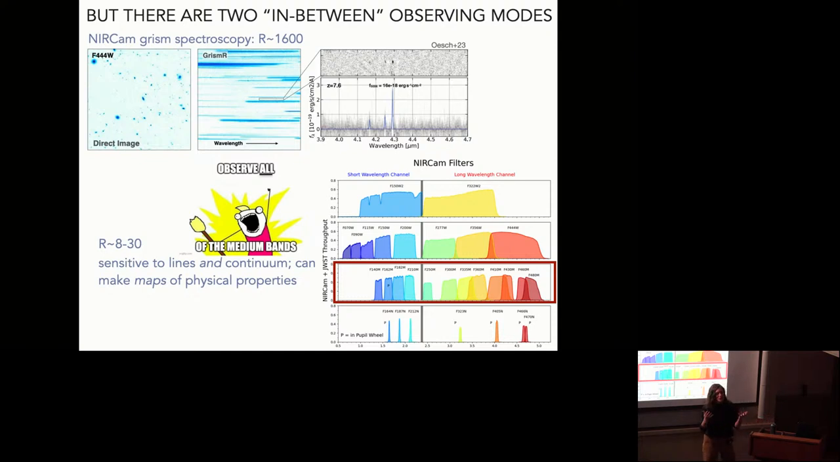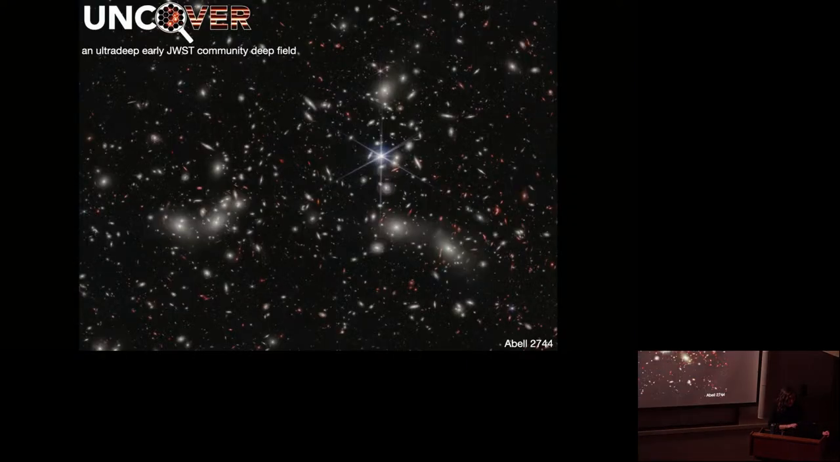And then also, this is just imaging. So you have maps of everything. So you can actually map out the physical properties of distant galaxies. And so this is the survey strategy that we've been taking with this new medium bands mega science program, which is mostly what I'll be telling you about today.